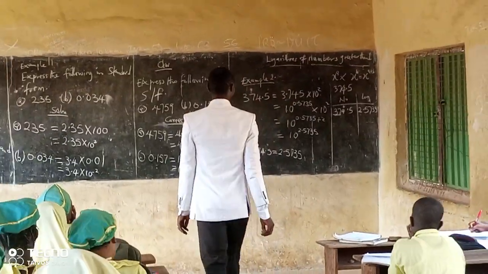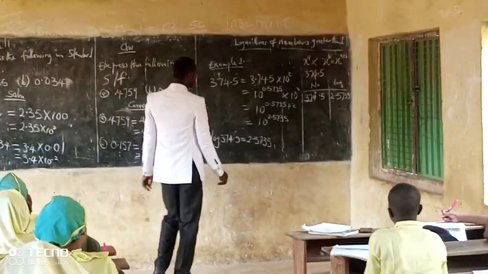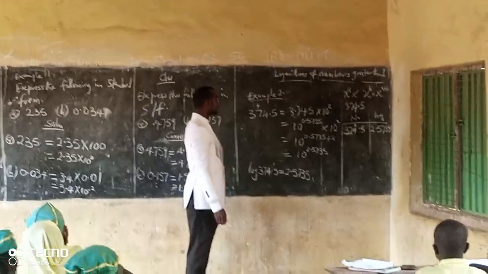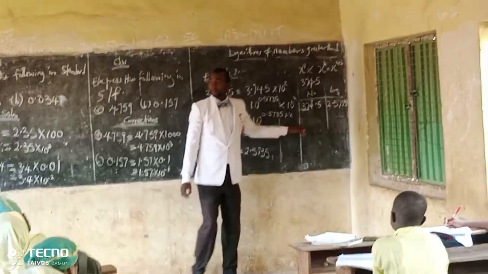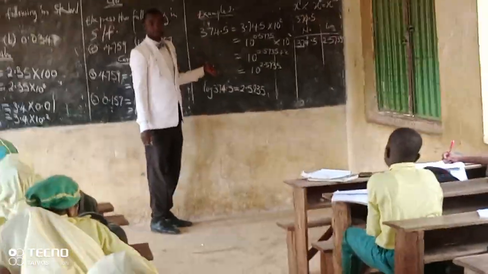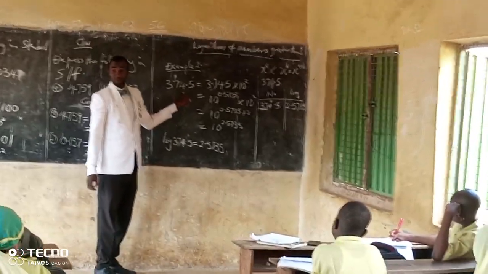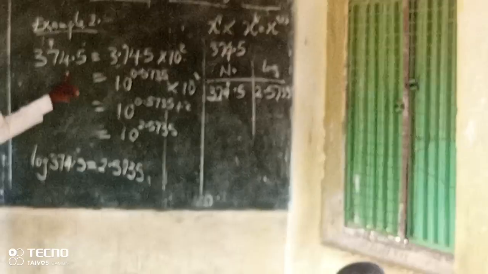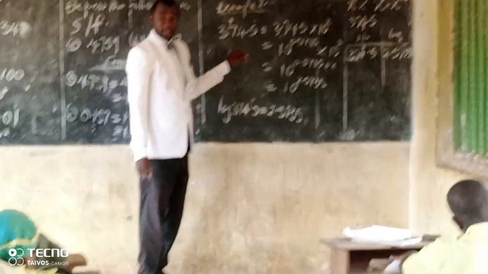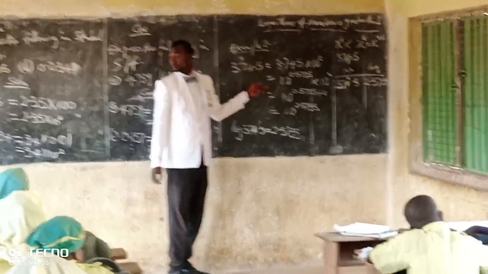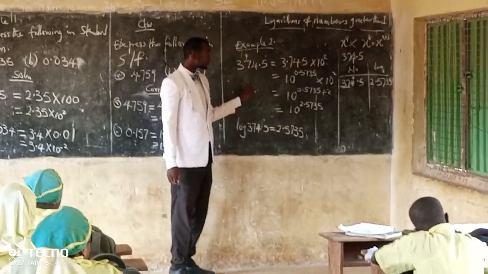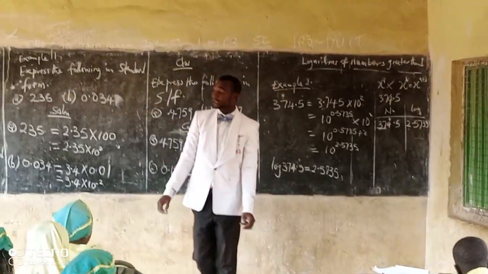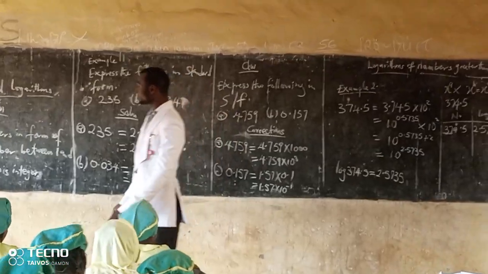How to solve logarithm of numbers? 37 under 4, difference of 5. I'm sure this one is very easy. Yes. What about this one? You have a problem with this one, let me know. Both methods are interesting and straightforward.